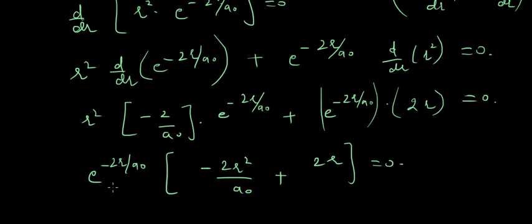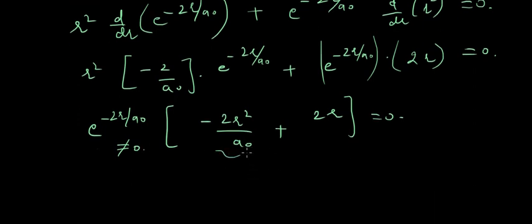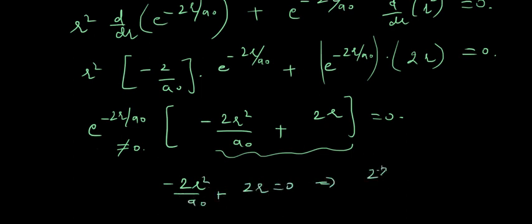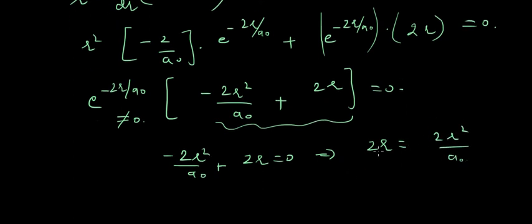Again, the exponential value cannot be equal to 0, hence minus 2r square by a naught plus 2r must be equal to 0. So we get 2r equals 2r square upon a naught. From here you can cancel, and you will get r equals a naught.